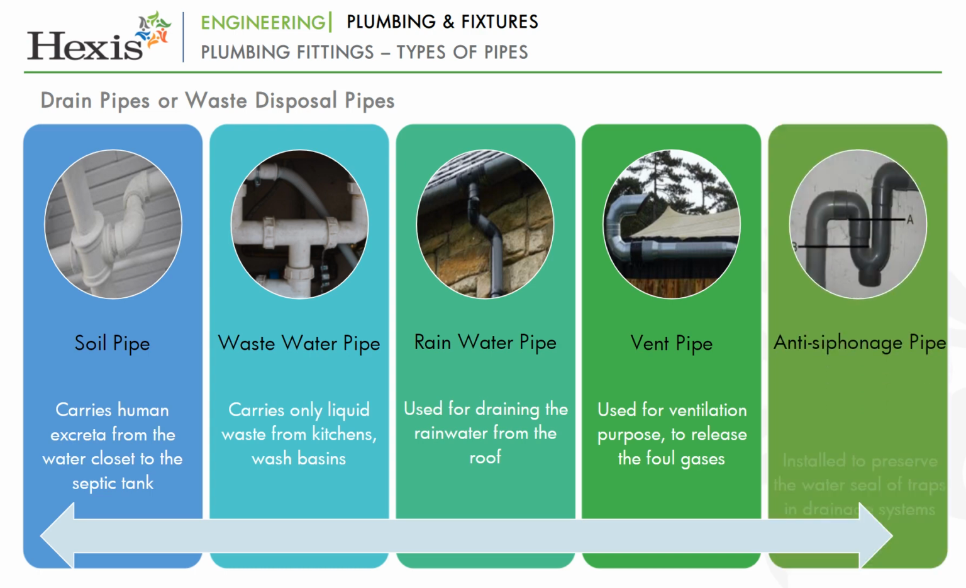Anti-siphonage pipe. This pipe is installed to preserve the water seal of traps in drainage systems and therefore is very helpful to seal the backflow of drainage.